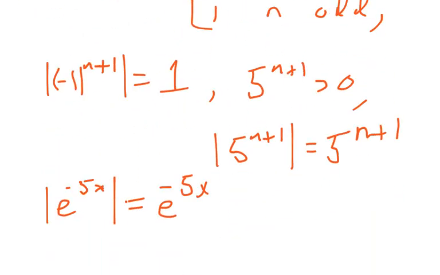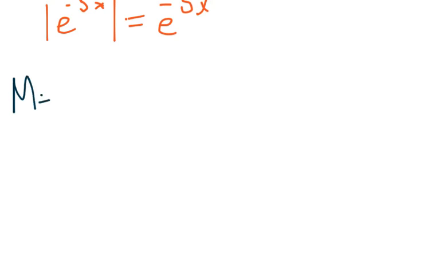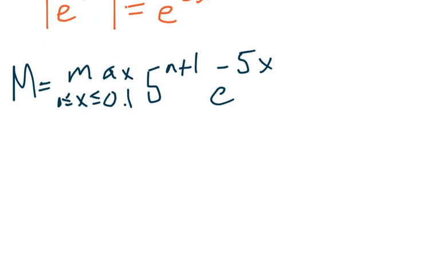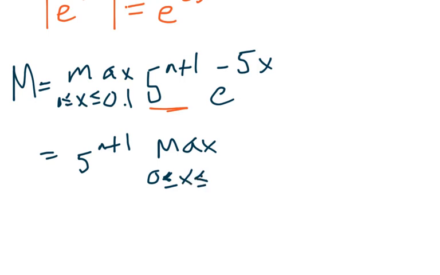Okay, so what we have is that M is equal to the maximum value for x between 0 and 0.1 of 5 to the n plus 1 times e to the minus 5x. Now, of course, 5 to the n plus 1 doesn't depend on x, so we can bring this outside: 5 to the n plus 1 times the maximum value of e to the minus 5x.